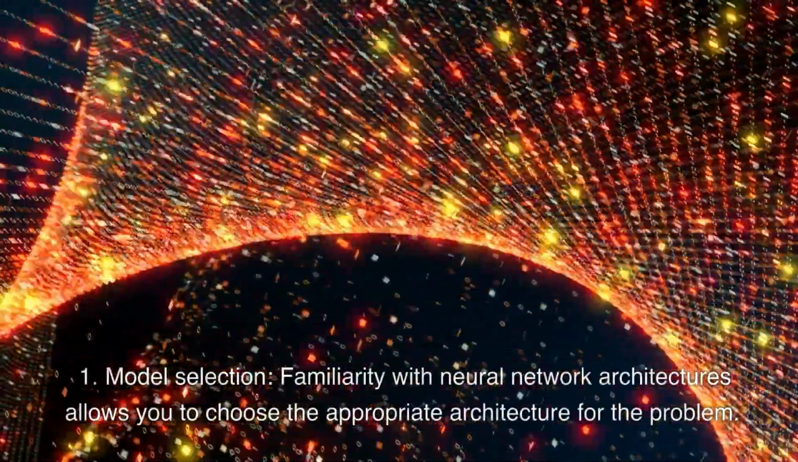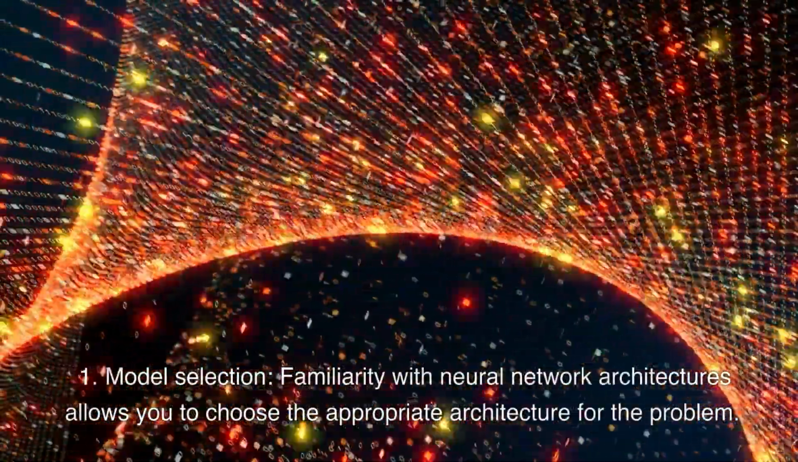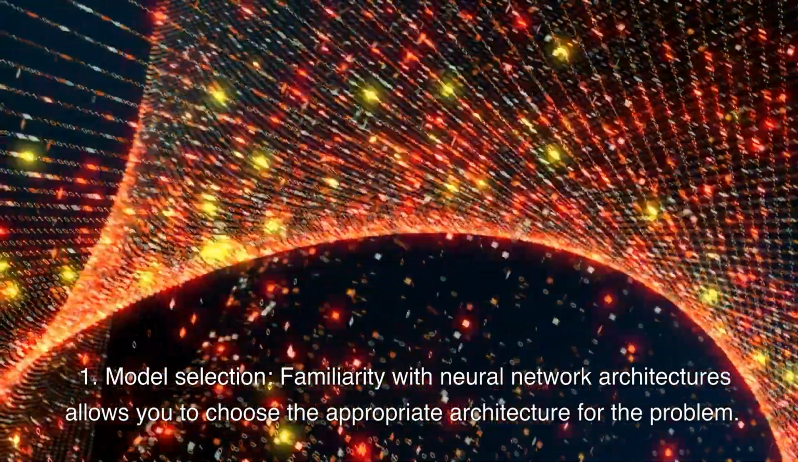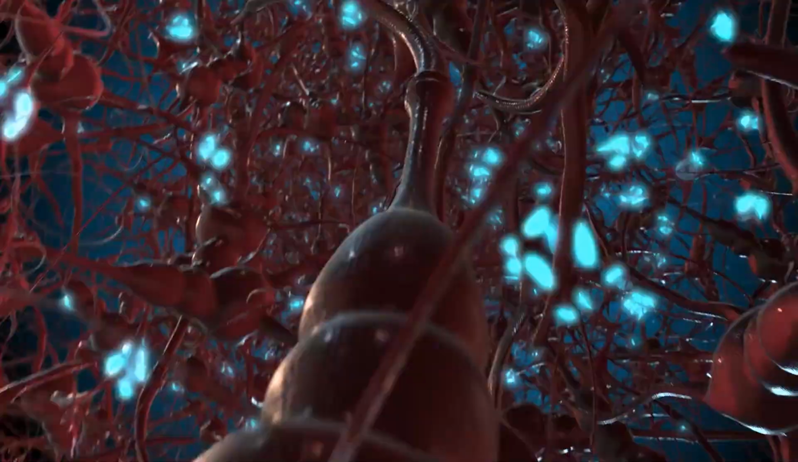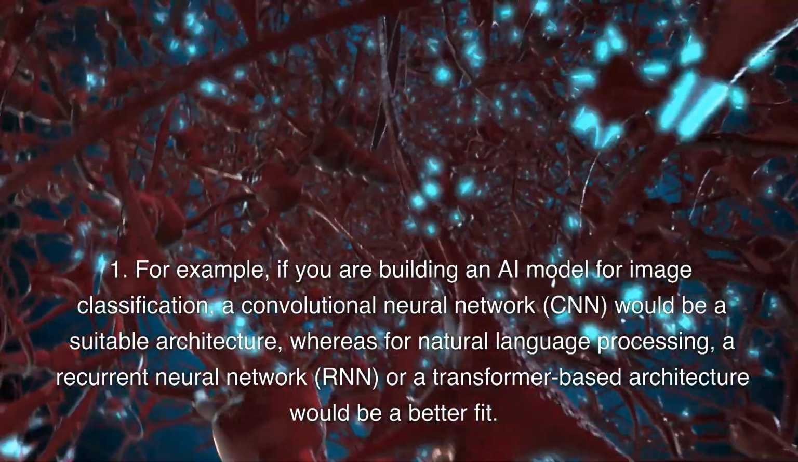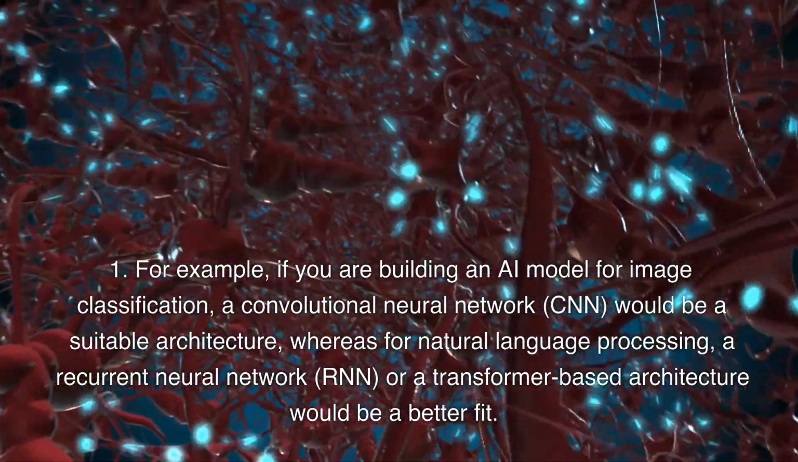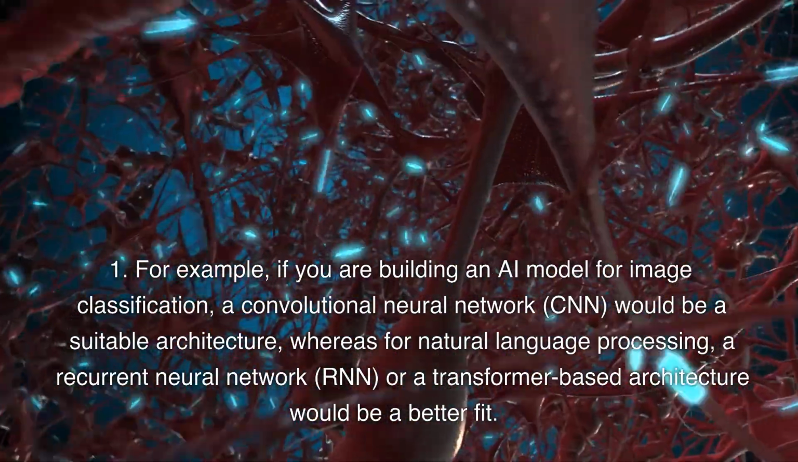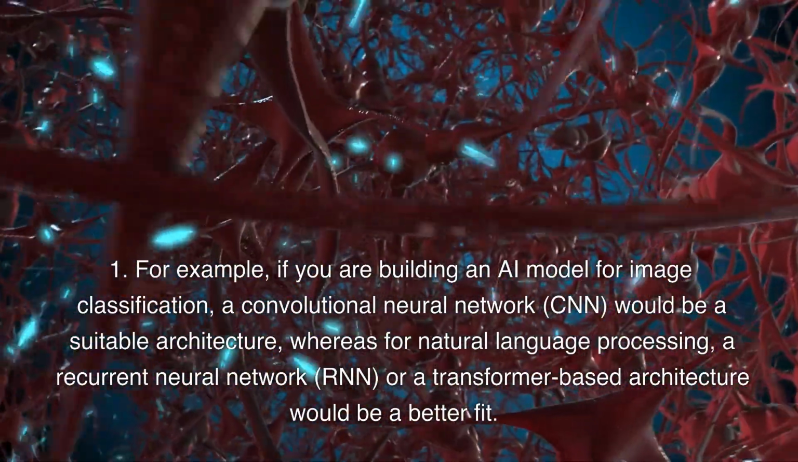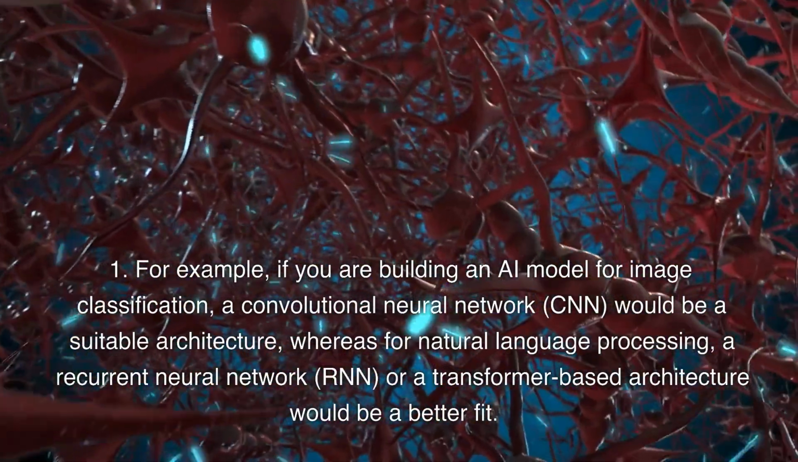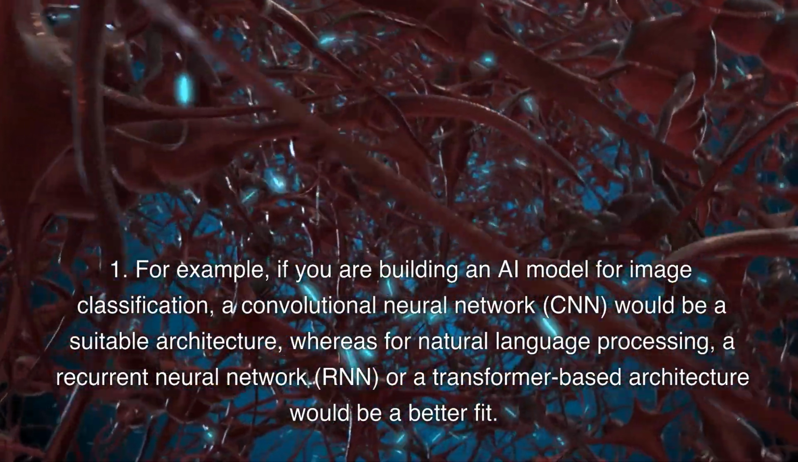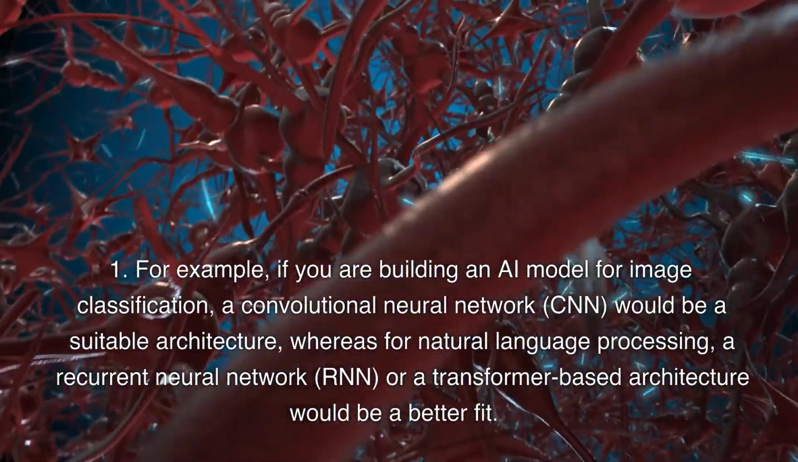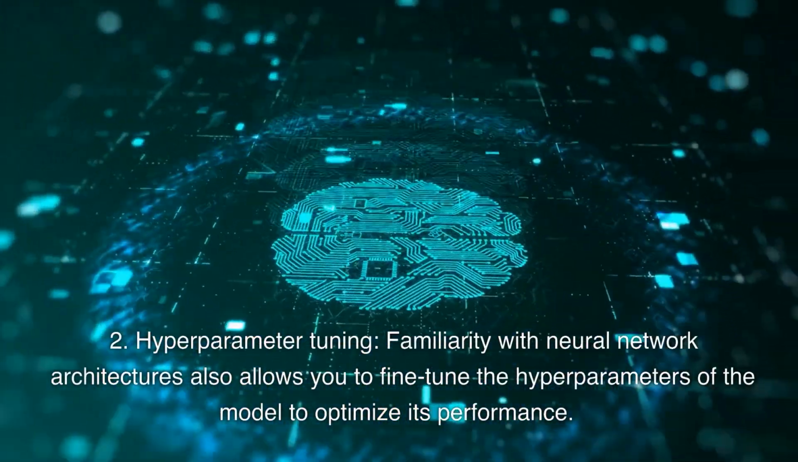1. Model selection. Familiarity with neural network architectures allows you to choose the appropriate architecture for the problem. For example, if you are building an AI model for image classification, a convolutional neural network, CNN, would be a suitable architecture, whereas for natural language processing, a recurrent neural network, RNN, or a transformer-based architecture would be a better fit.